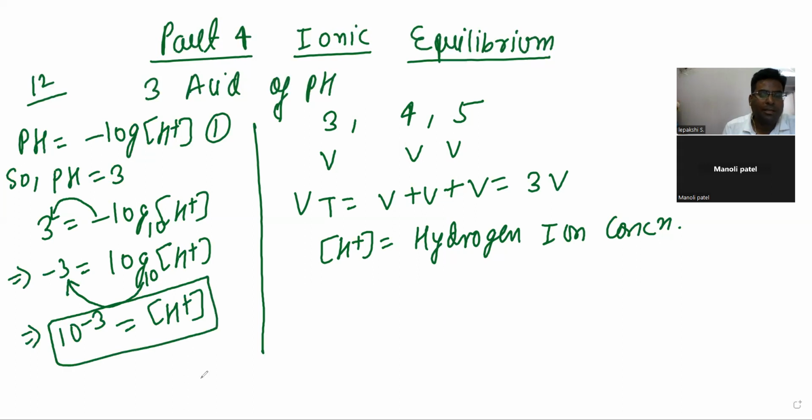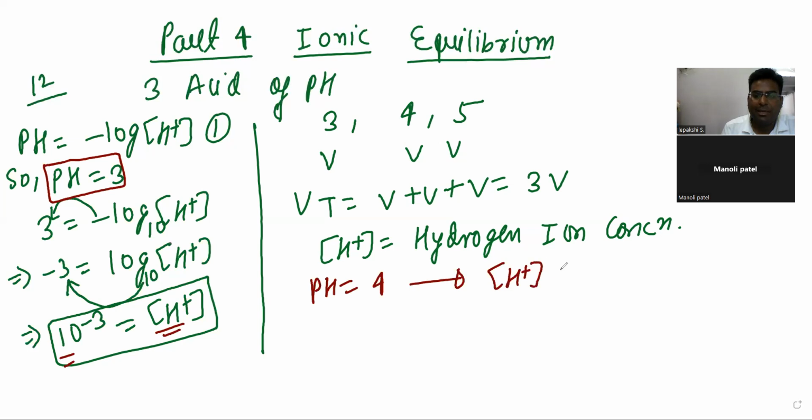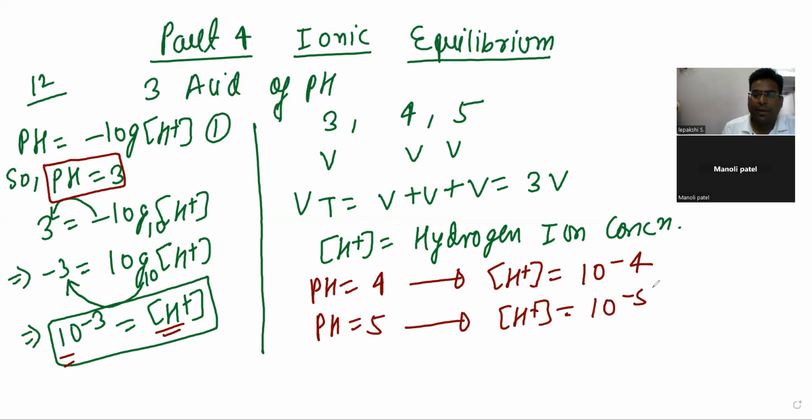So see the observation here. When pH is equal to 3, H plus ion concentration is 10 raised to minus 3 only. In the similar manner, when pH is equal to 4, the concentration of H plus will become 10 raised to minus 4. Similarly, pH equal to 5, the concentration of H plus ion will be 10 raised to minus 5. Now we have got the concentration of H plus in all three cases. So what will be the value when we mix it? See the next slide.